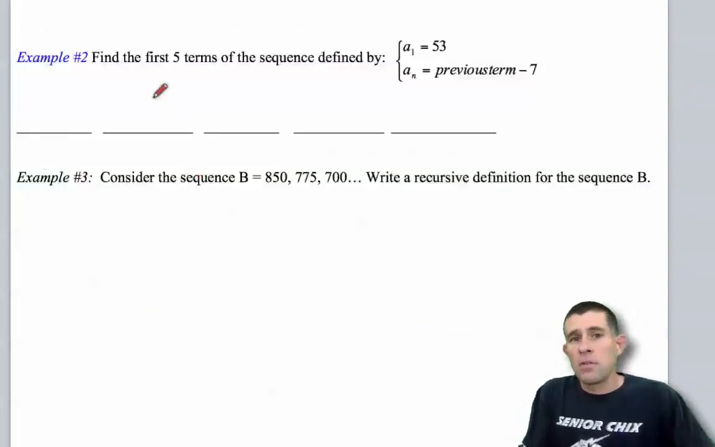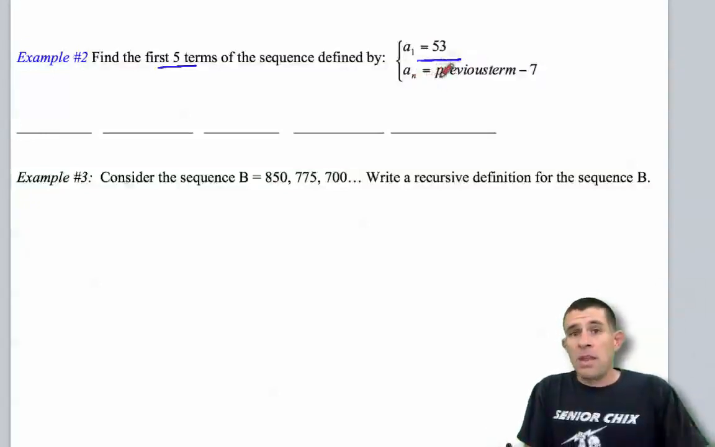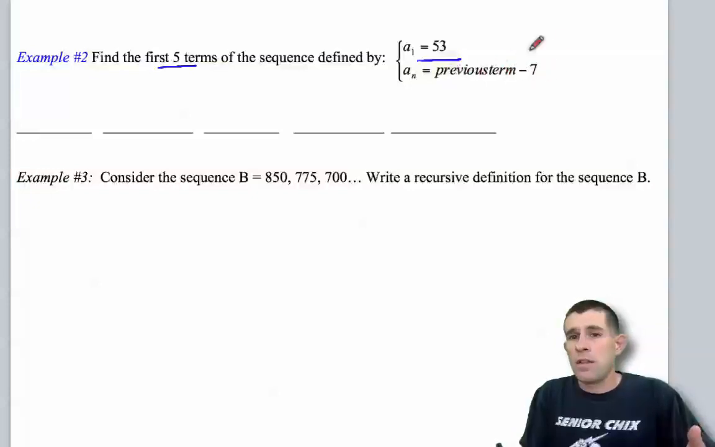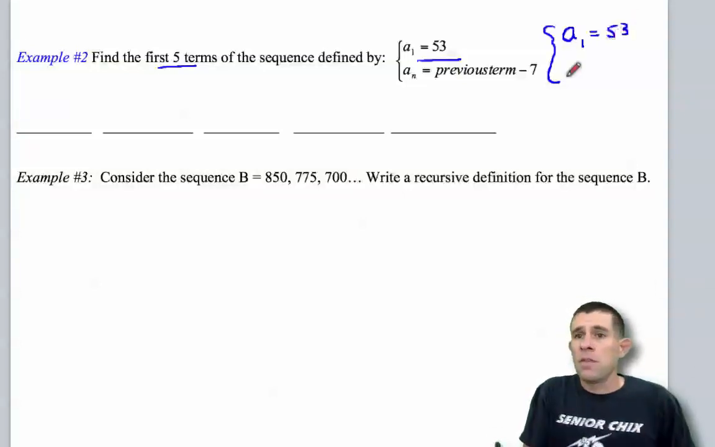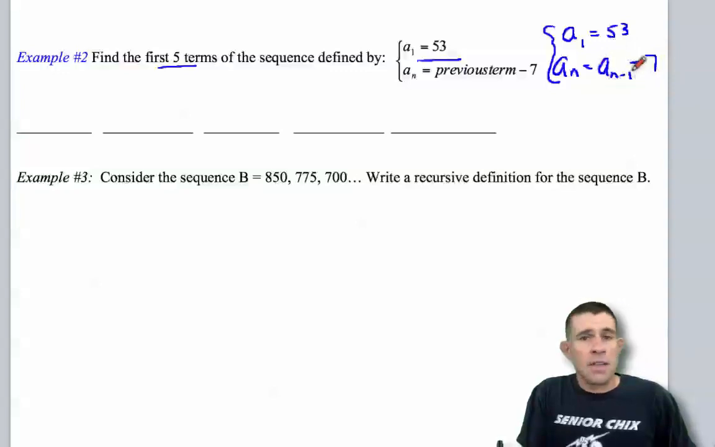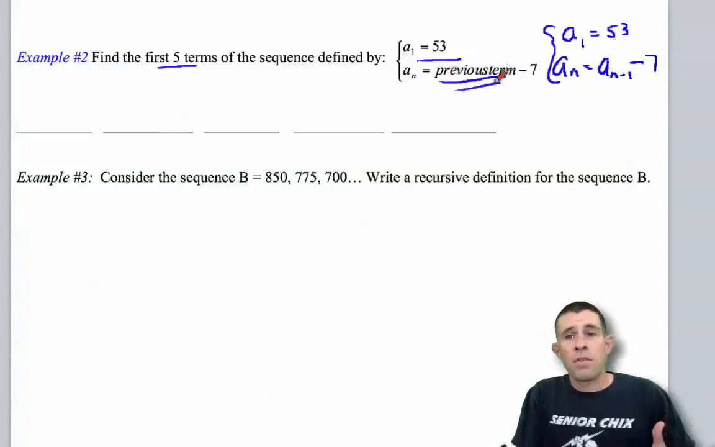Okay, in example 2, we're asked to again find the first 5 terms of the sequence as defined by this recursive formula. The first term we know is 53, and then A sub n, our next term, is equal to the previous term minus 7. Well, let's start off by rewriting this as a recursive formula using that A sub n minus 1. That would be A sub 1 equals 53. A sub n is equal to A sub n minus 1 minus 7. So this A sub n minus 1 now represents the previous term.